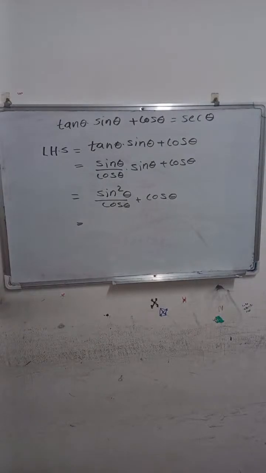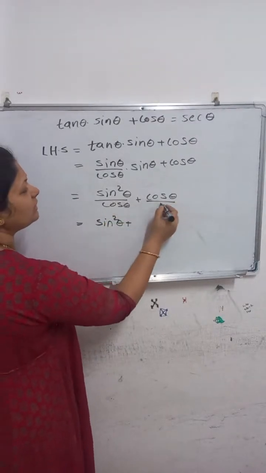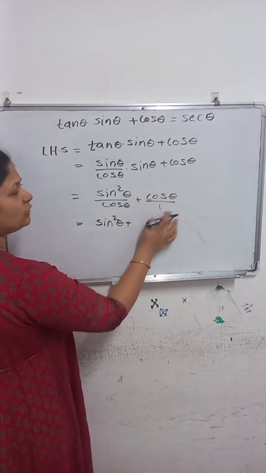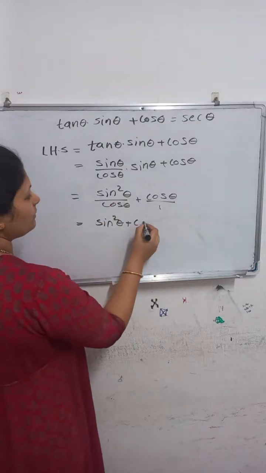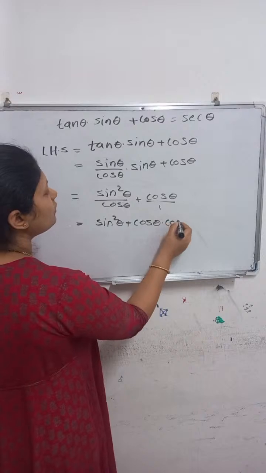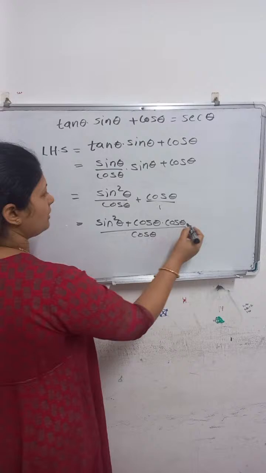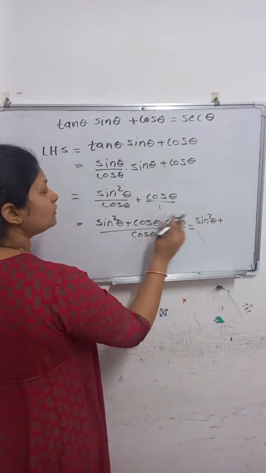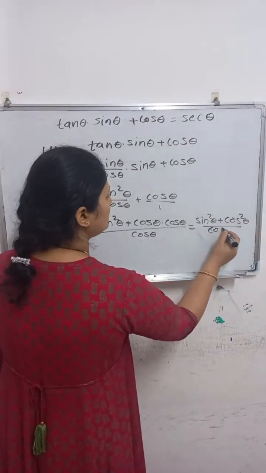Again, if we simplify further, you can write sin square theta. Simplify means here its denominator is 1. You can multiply by cos theta so that its denominator also becomes cos theta. That means we are taking LCM. So cos theta into cos theta divided by cos theta. From here we can write sin square theta, and cos theta into cos theta is nothing but cos square theta upon cos theta.